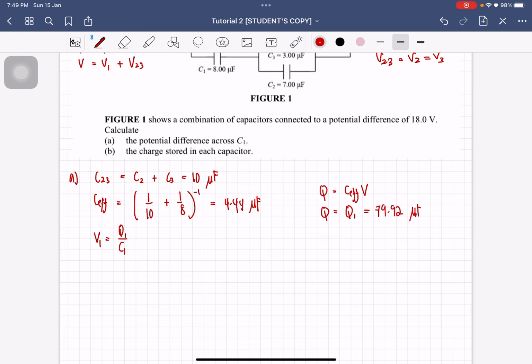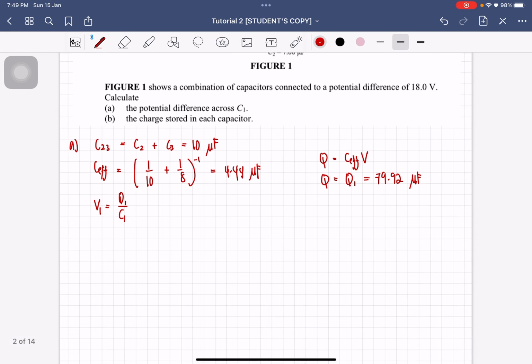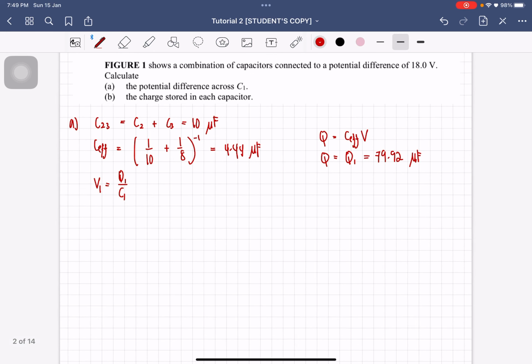So this will give you around 79.92 microcoulomb. In the answer it is already rounded off to 80, but I'm going to use 79.92. After you get that, you just substitute into this equation here, which will give you 10 volt, roughly around 9.99 volt. We can just round that off to 10 volt.